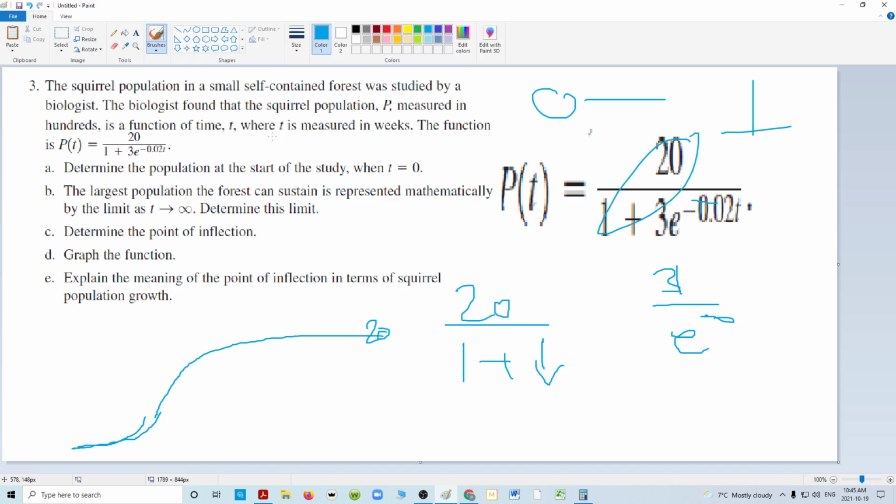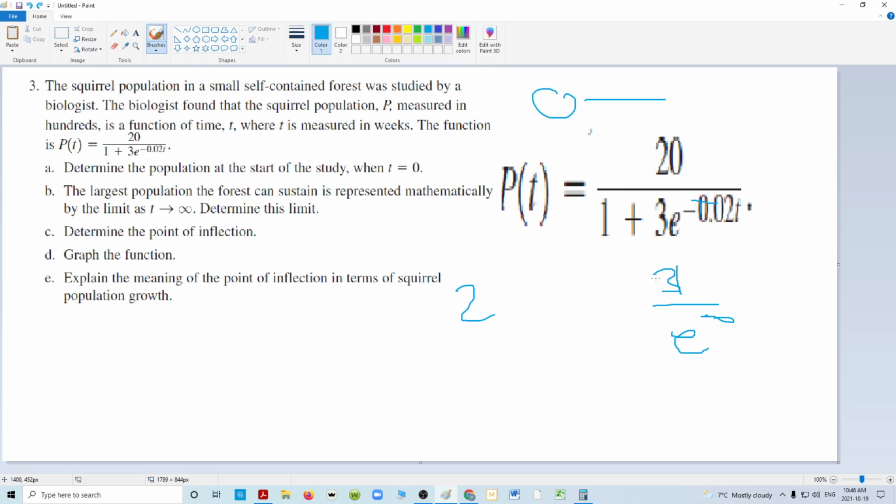The rest are numbers. Determine the population at the start. We did. It's 500. The largest population it can sustain, if time can go on forever, determine the limit. We've determined that. It's 20. Determine the point of inflection. That requires a second derivative, and in this case, it is ridiculously long. And that's because the first derivative will include a minus 0.02 in front.